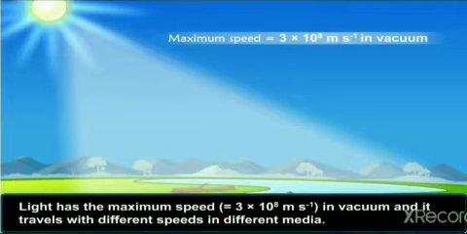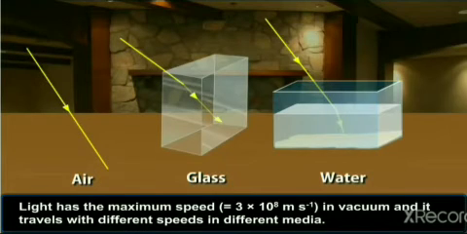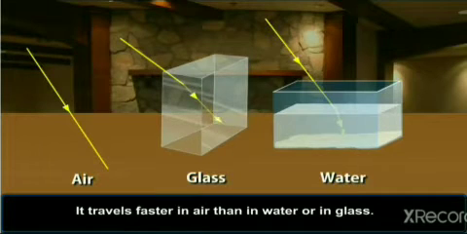Light has the maximum speed, equal to 3 into 10 raised to 8 meter per second, in vacuum, and it travels with different speeds in different media. It travels faster in air than in water or in glass.